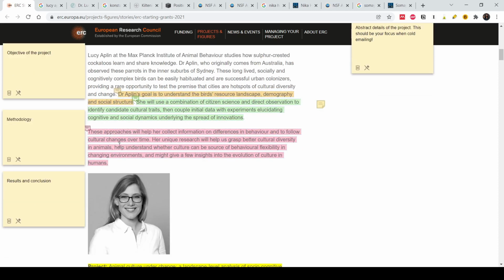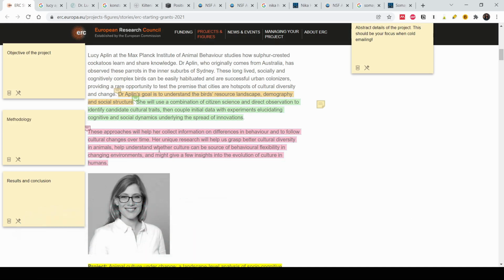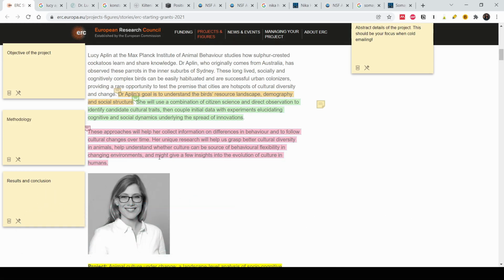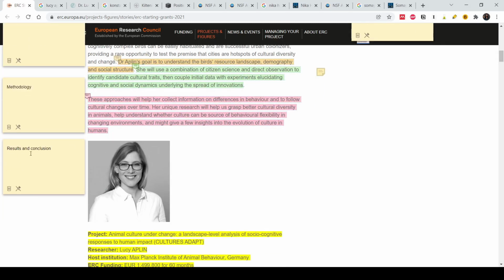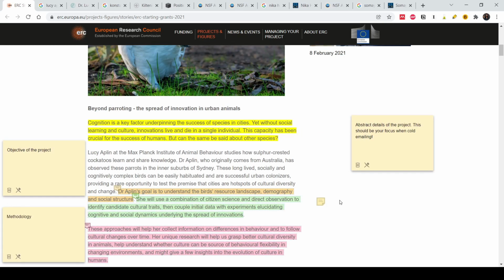The next thing is, these approaches will help her collect information on differences in behavior and follow cultural changes over time. Her unique research will help us better grasp cultural diversity in animals, help understand whether culture can be a source of behavior flexibility in changing environments, and might give a few insights into the evolution of culture in humans. So at the end of the day, these are the results and conclusion. This is what she wants to achieve by the end of this project. So when you are emailing, this is what should be your focus. Try to target something in this area because she has money in that area.